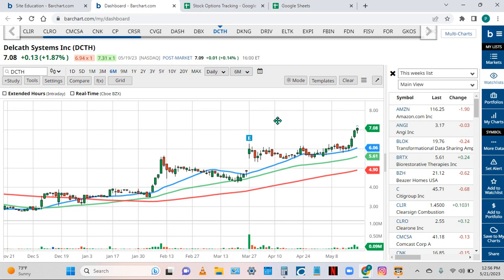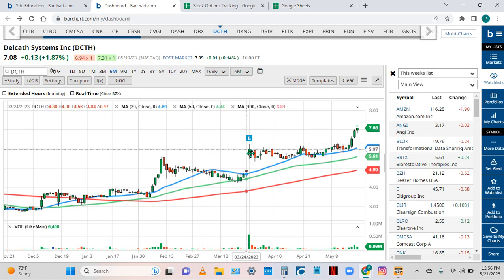Delcath Systems. Again, this had a breakout on earnings, consolidated for a month and a half, and now is breaking out. That looks higher. Again, moving averages sloping up. So you can see this red moving average, this longer term moving average, excuse me, takes a while to start to turn up.